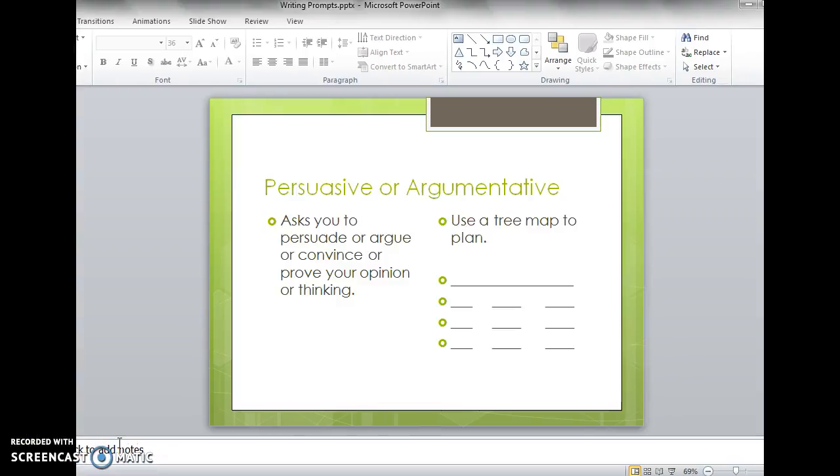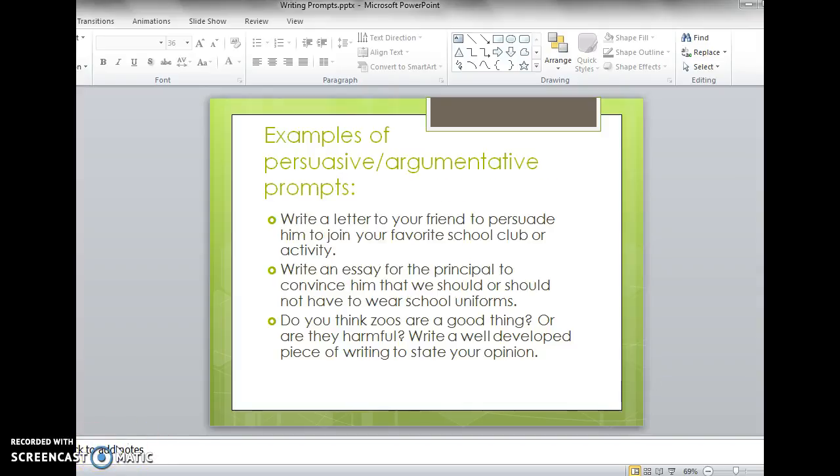When you are asked to write a persuasive or an argumentative essay, you should use a tree map to plan. Take a moment to read these examples of persuasive and argumentative prompts.